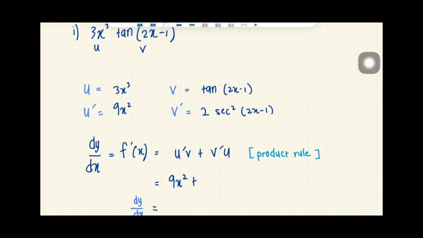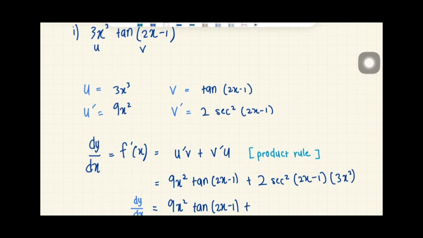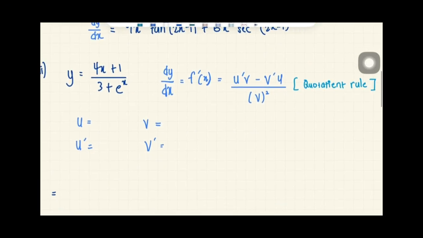9x squared tan(2x minus 1) plus 2 sec squared(2x minus 1) times 3x cubed. 3x cubed and 2 can be multiplied. So we got the answer: 9x squared tan(2x minus 1) plus 6x cubed sec squared(2x minus 1). So that's the answer for the first question. Now let's move to the next question.